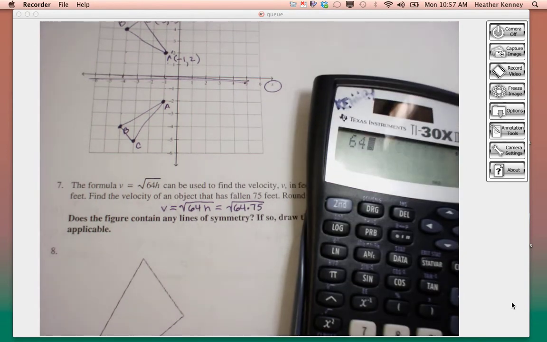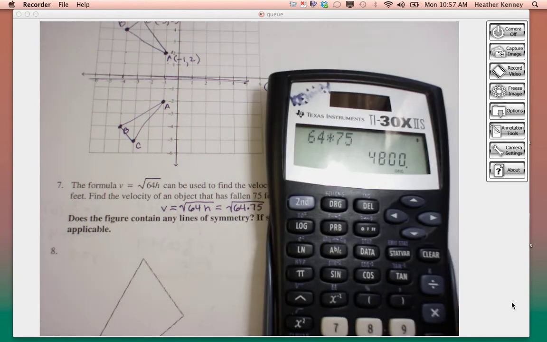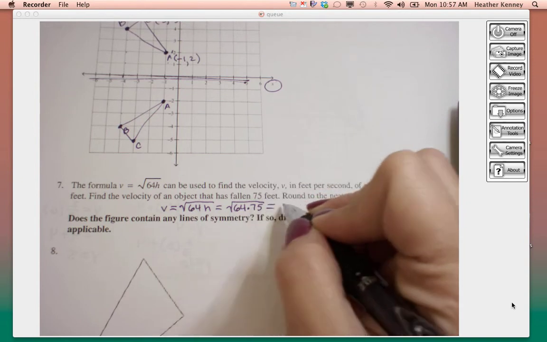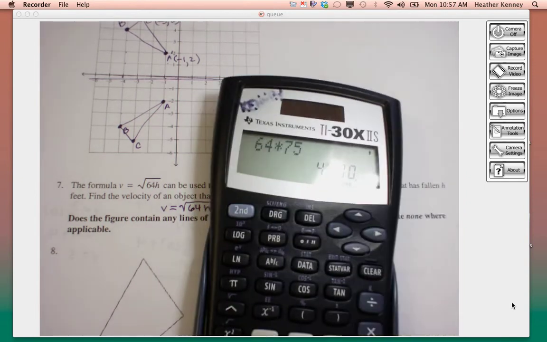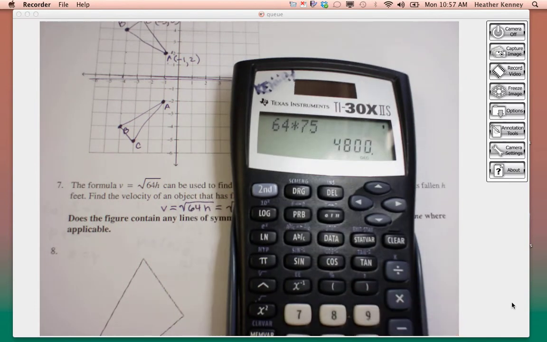Again, pull out your calculator. Okay. 64 times 75 equals 4,800. Square root of 4,800. Again, in your calculator, you already have the 4,800 there. You just have to hit the square root key, which is second, and x squared. 4,800.